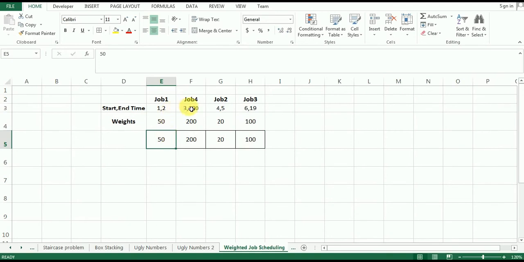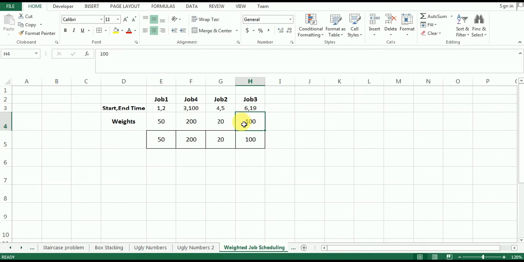Because at any point of time, let's say our weighted job scheduling problem consists of only this job, job 4. Then what will be the maximum combined weight? It's obviously going to be 200 because there is no other job. So the weight of job 4 is going to be the answer. Same here. If job 3 is the only candidate of our weighted job scheduling problem, then 100 is going to be the answer because we do not have any other job.